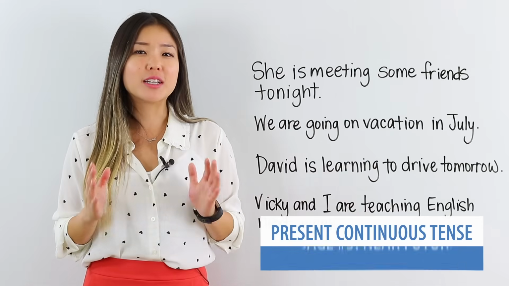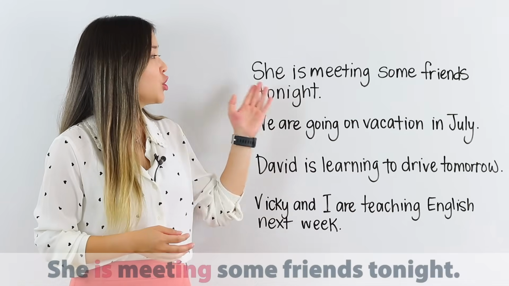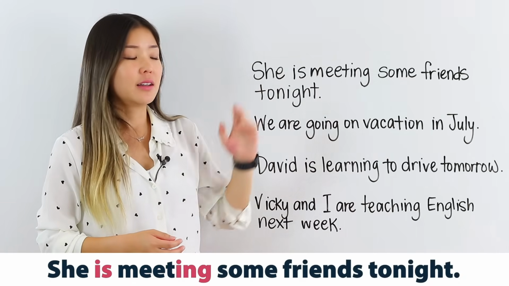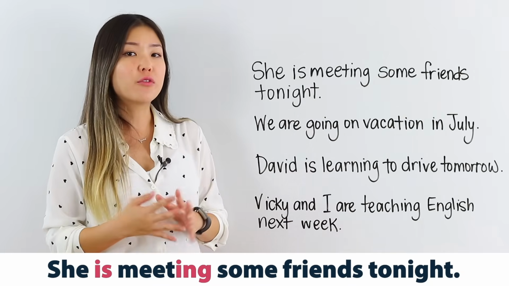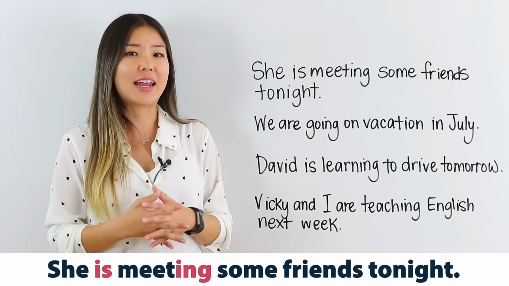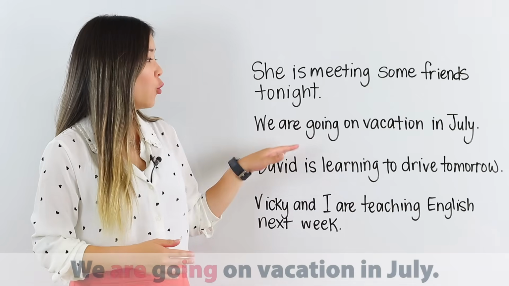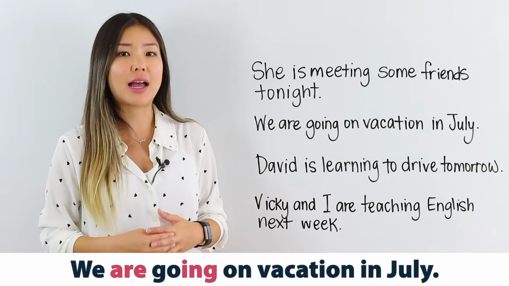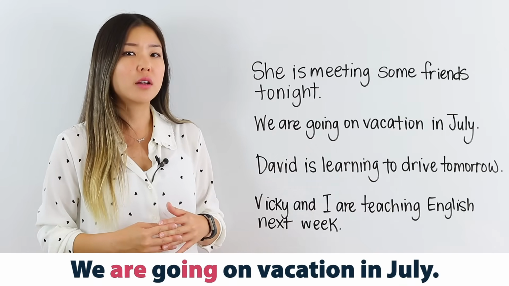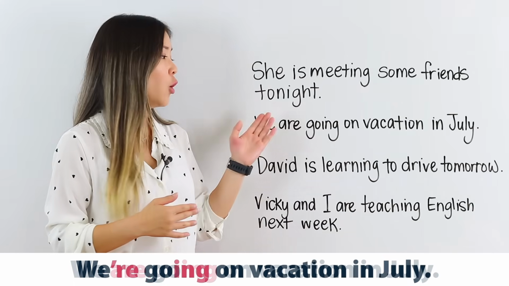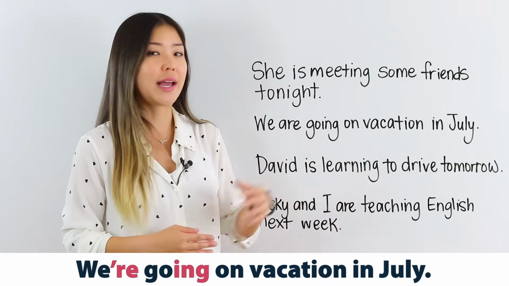The present continuous is also used to talk about near future plans. Let's take a look. She is meeting some friends tonight. That's going to happen in the near future. You'll notice that we have she, so the be verb is, and then we added an ing to the end of the verb meet. The next example says, we are going on vacation in July. The subject here is we, therefore we use the be verb are. We can also use a contraction and say, we're going on vacation in July. Again, another near future plan.